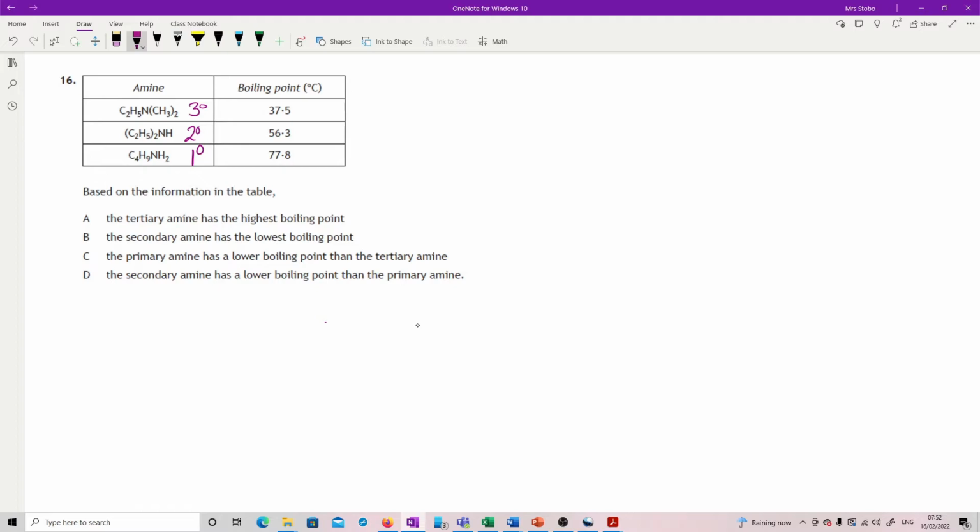Tertiary amine has the highest boiling point. Absolutely not, it's got the lowest. The secondary amine has the lowest boiling point. Nope, it's in the middle. Okay, the primary amine has a lower boiling point than the tertiary. Nope. The secondary amine has a lower boiling point than the primary. Yes. Okay.